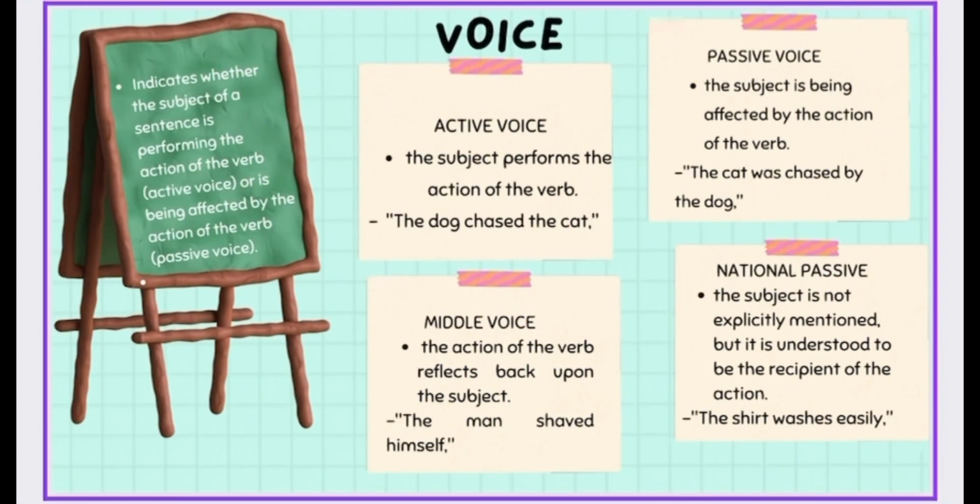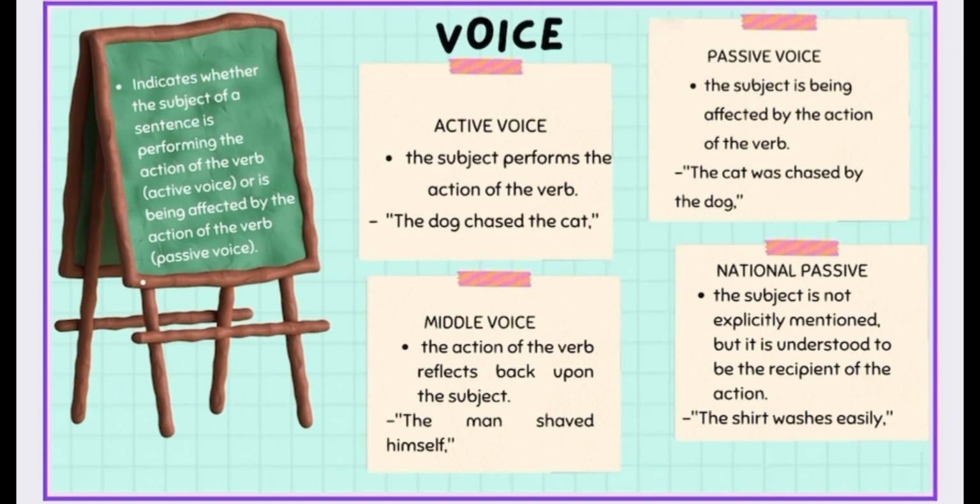Voice is a grammatical category that indicates whether the subject of a sentence is performing the action of the verb or is being affected by the action of the verb. First one, active voice, is the most common voice in English. In an active voice sentence, the subject performs the action of the verb. For example, the dog chased the cat. The dog is performing the action of chasing.